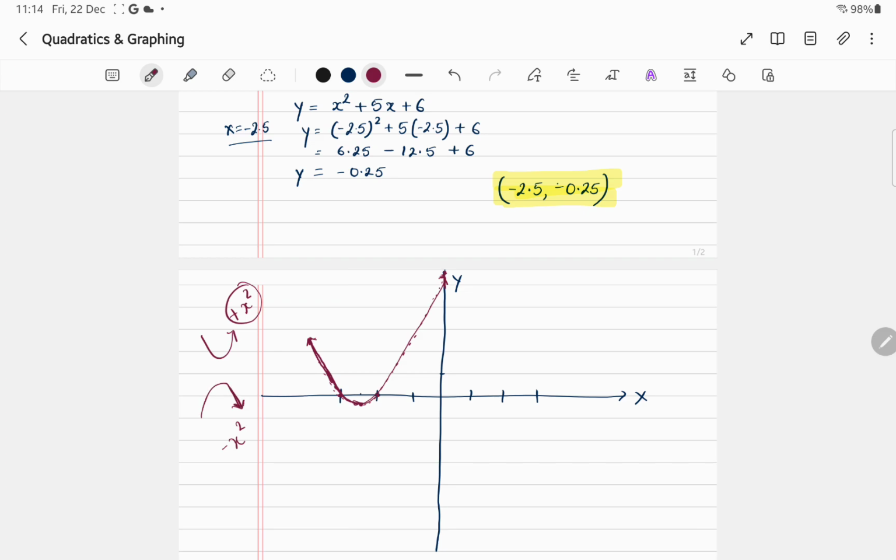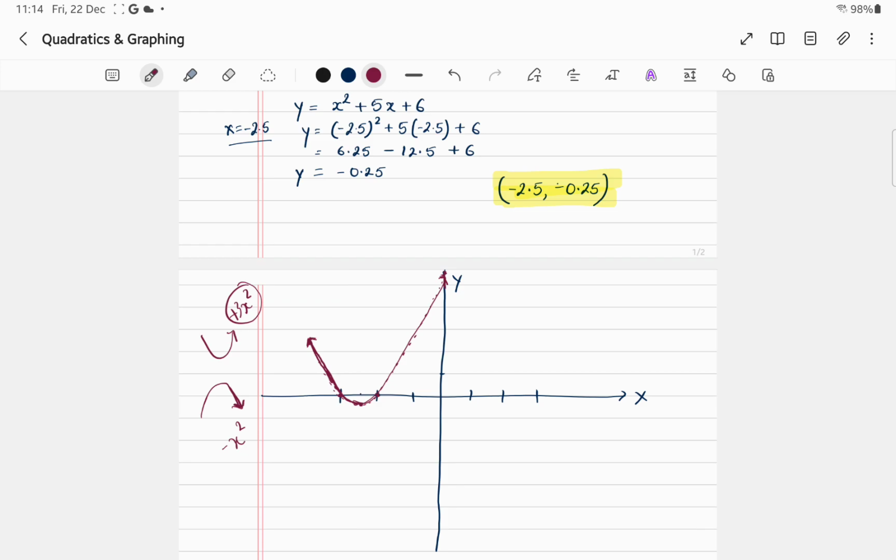Just so you know, when you're creating graphs, some will open upwards, some will open downwards. So if the coefficient of x squared is positive, it's going to open upwards, and it could be any value, doesn't matter. If it is negative, it's going to open downwards. I hope this makes sense.